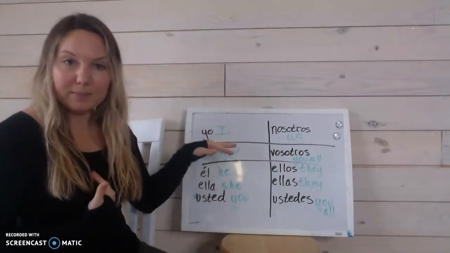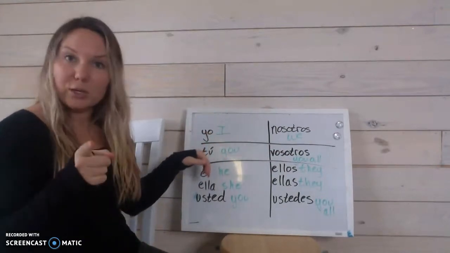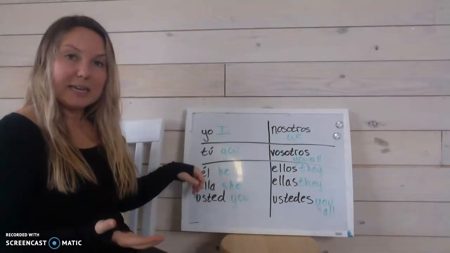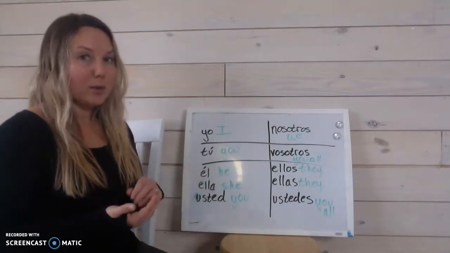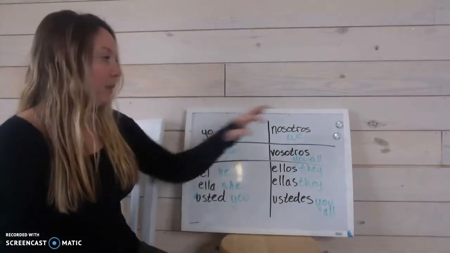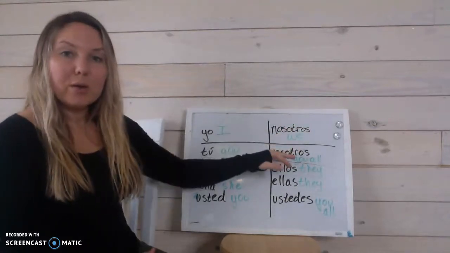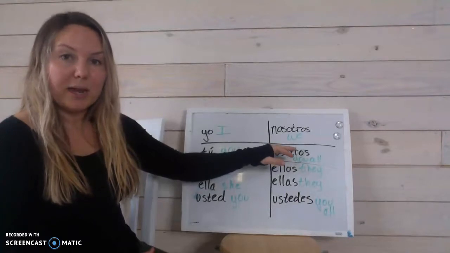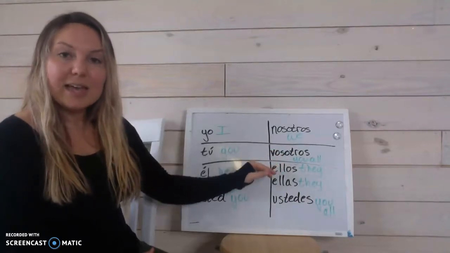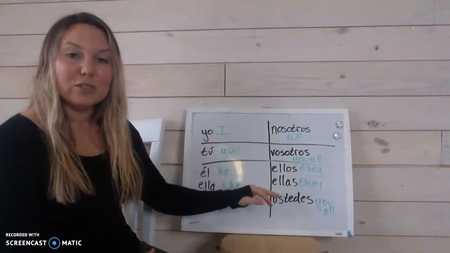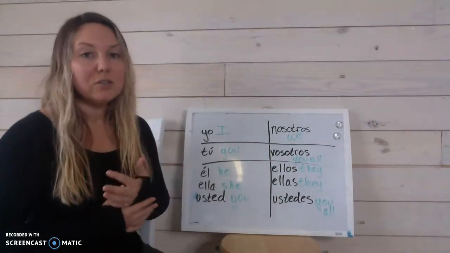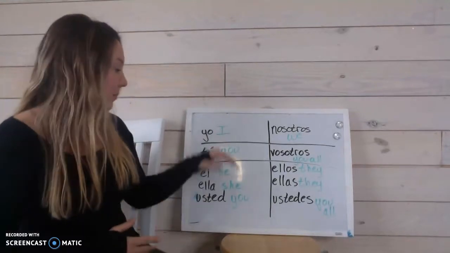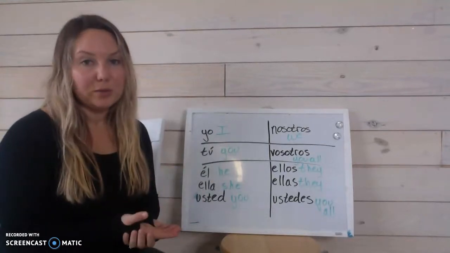Yo is I, tú is you, él, he, ella, she, usted, you, and we'll talk about the two different yous in a minute. Nosotros is we, vosotros is you all in Spain, ellos is they, ellas is they, and ustedes is you all. So there were a few things that repeated, so let's talk about the differences here. In Spanish, there are two different yous.